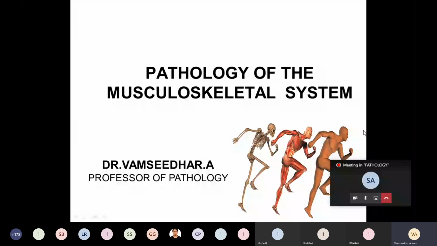This is the second class on the musculoskeletal system. In the previous class we had discussed so many aspects of various bone lesions, that is genetic or related with infections. Today I'll be concentrating mainly on bone tumors followed by the skeletal system.